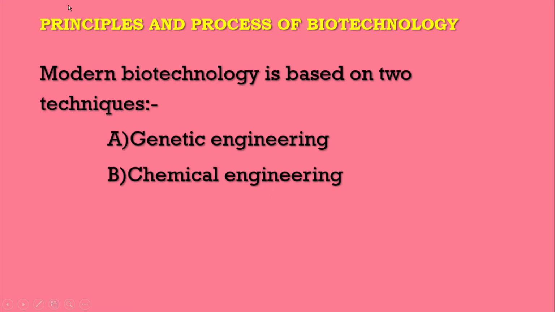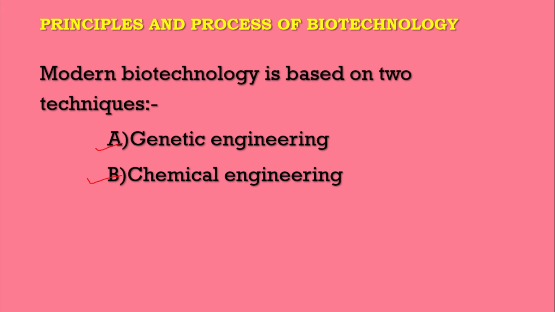Students, our new topic for biotechnology is principles and processes of biotechnology. Modern biotechnology is fully based on two techniques. We have already studied biotechnology. There are two phases: one is traditional biotechnology and another one is modern biotechnology. Modern biotechnology is fully based on two techniques. The first one is called genetic engineering and another one is called chemical engineering.